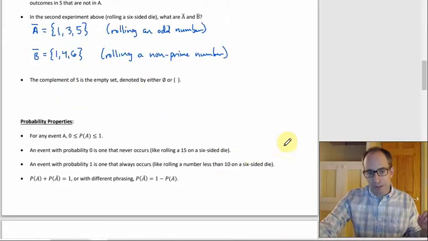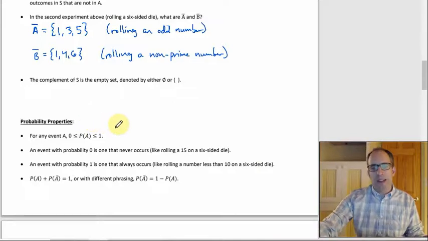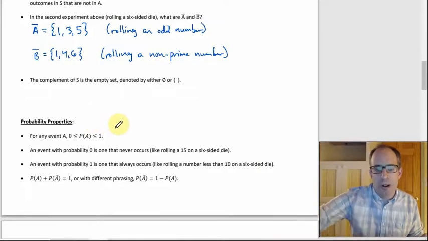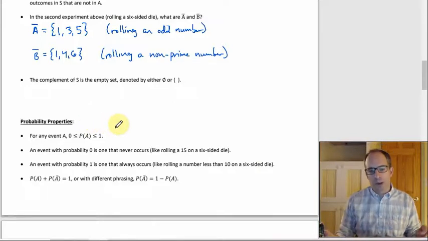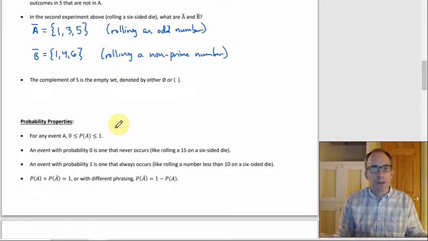Let's see, we got some properties down here. So the probability of any event has to be between 0 and 1, because 0 would be the probability of an event that never happens. 1 is the probability of an event that always happens. So you couldn't have anything beyond that, right? You couldn't have something occur less than never or more than always. So those things don't make any sense.